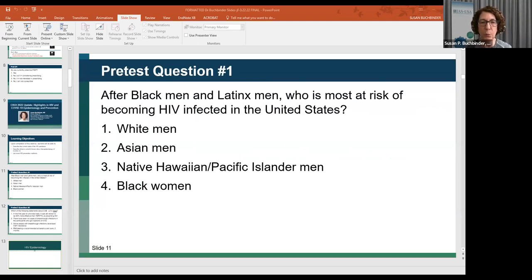We'll do the pretest question number one first. After Black and Latinx men, who is most at risk of becoming HIV infected in the United States? Is it white men, Asian men, Native Hawaiian or Pacific Islander men, or Black women? Go ahead and vote.